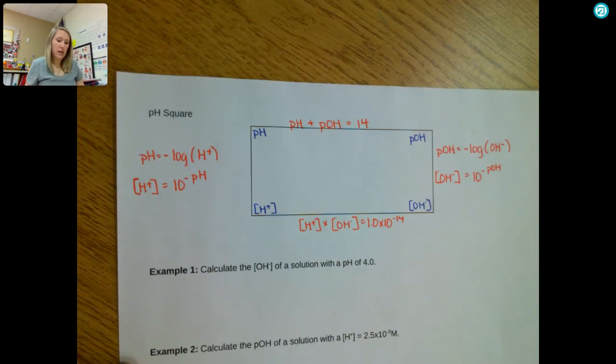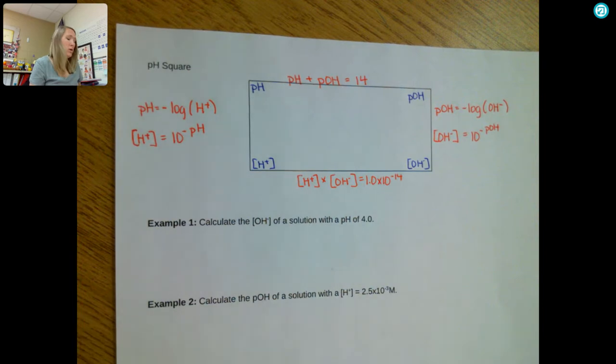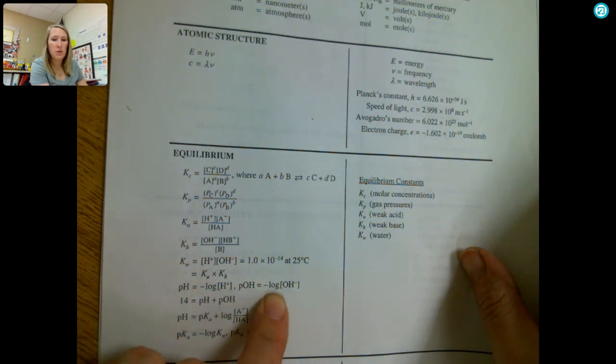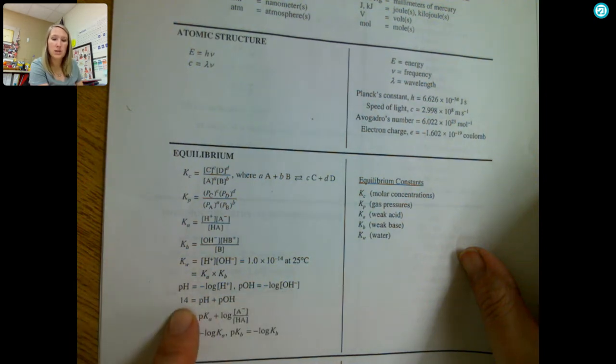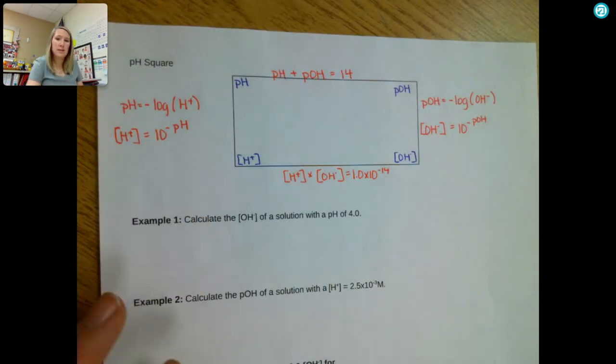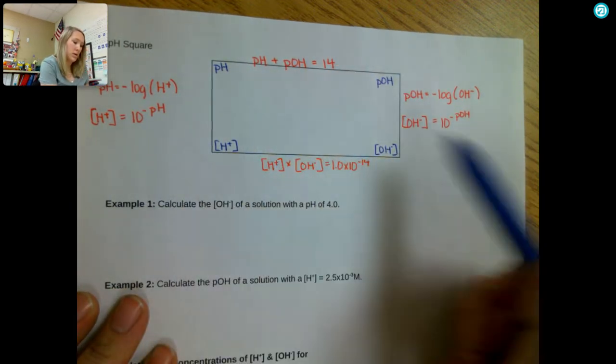We can do calculations with pH and pOH, and to do that we use our pH square. You also have these calculations in your packets. And they are on the page underneath equilibrium. So you'll see them here. We have all of our pH calculations. So pH is negative log of H plus, pOH is negative log of OH, pH plus pOH equals 14. And then we will also use this one, hydrogen ions times hydroxide ions is 1 times 10 to the negative 14. So we can set those up in a square, which helps us kind of organize where we are and where we're going.